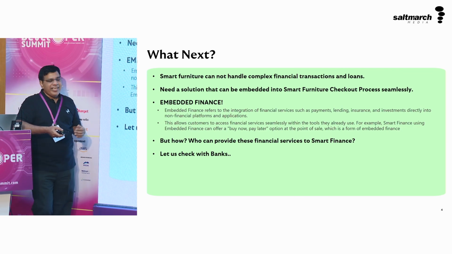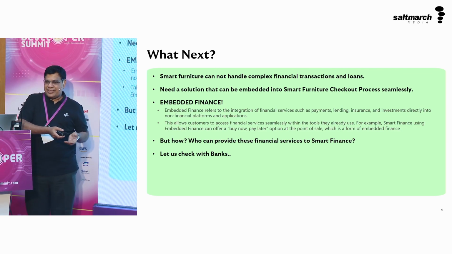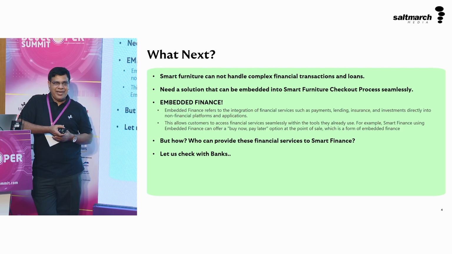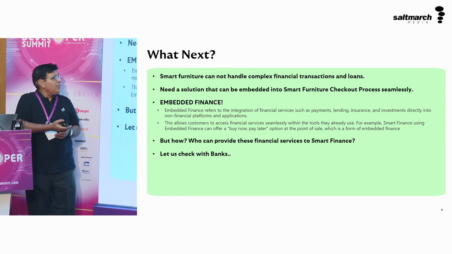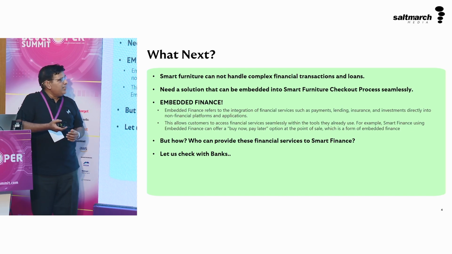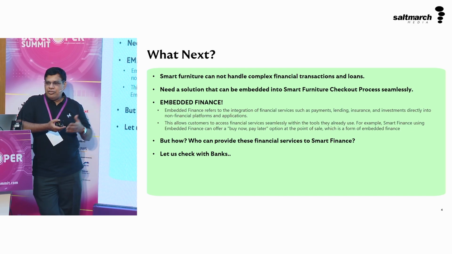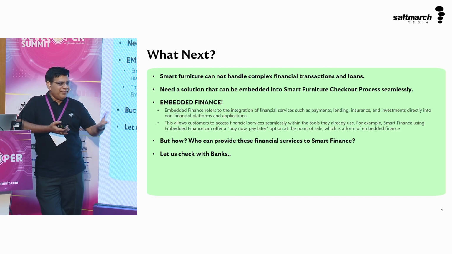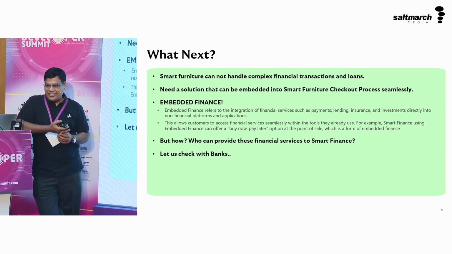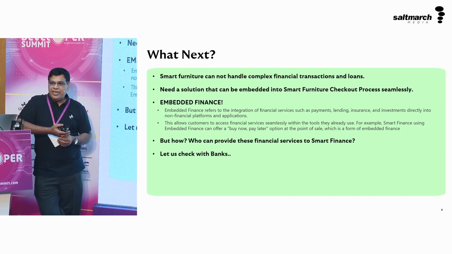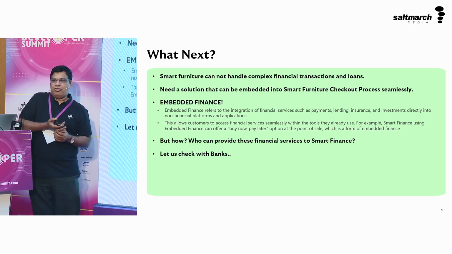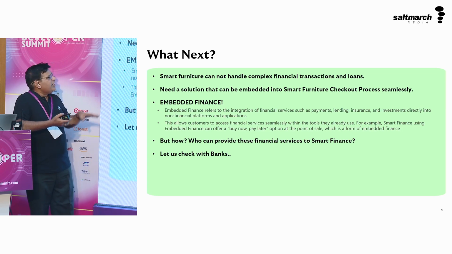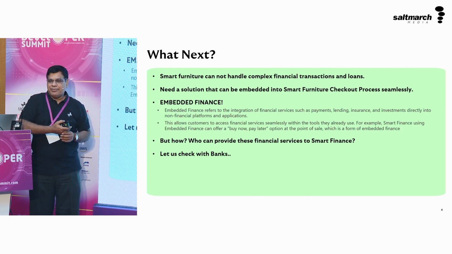The furniture store cannot handle any complex financial transactions like EMIs, or they cannot give loans, because they're not authorized to do so. So they need a solution that can be embedded into their checkout process, because the customer comes to their shop or to their online shop. They need a solution that gets embedded into their checkout process. So that is the place where embedded finance comes into the picture.